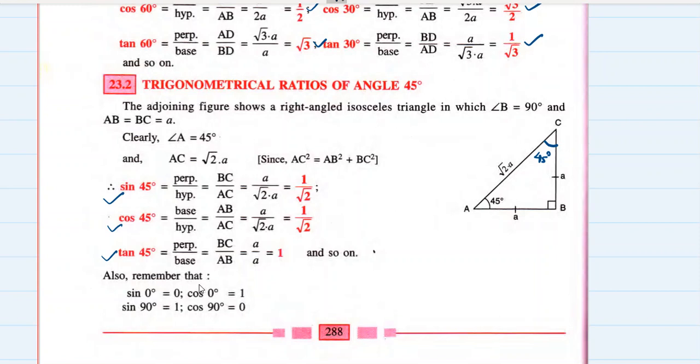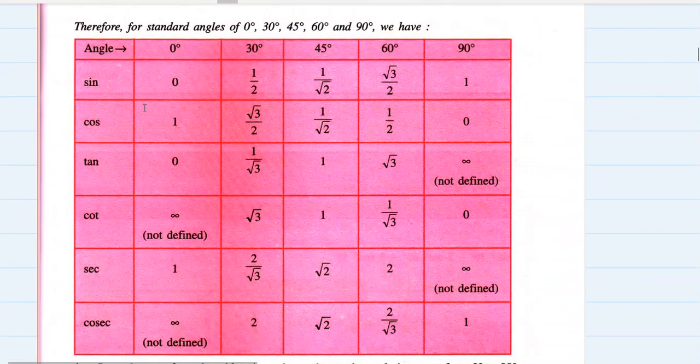Also, you must remember that sine 0 degree is 0, cos 0 degree is 1, sine 90 is 1, and cos 90 is 0. So I'm going to draw the table for you and explain how to fill the whole table and how to memorize it, because in your exam you need to draw the table beforehand. Before you start writing your paper, you need to draw the table and write all the formulae for trigonometrical ratios and everything, so that this reference is available to you, right?